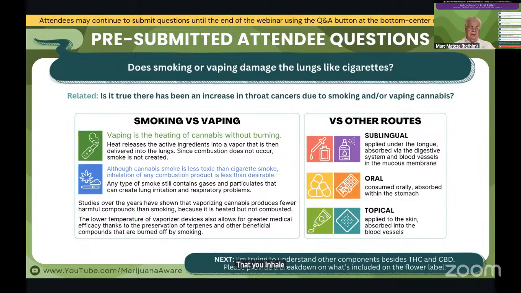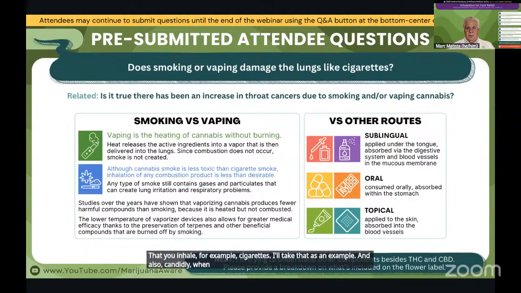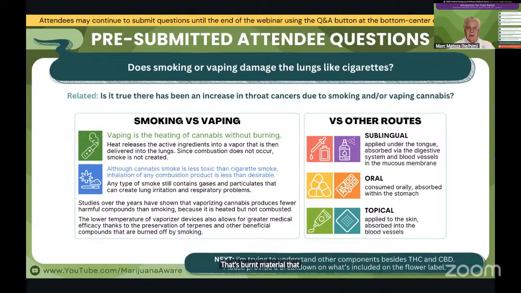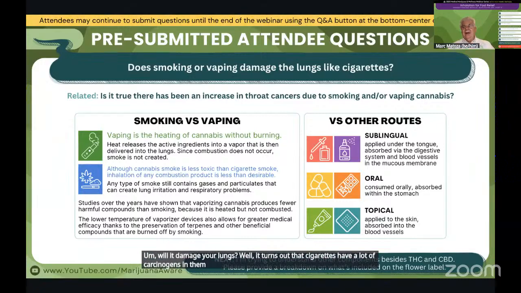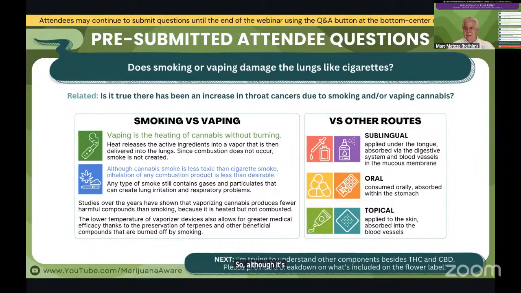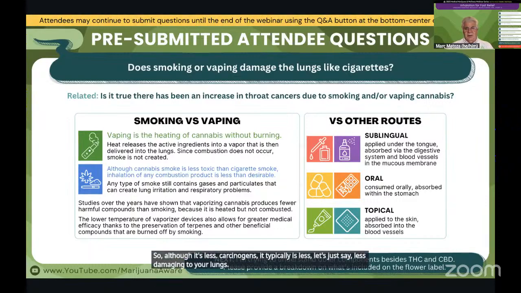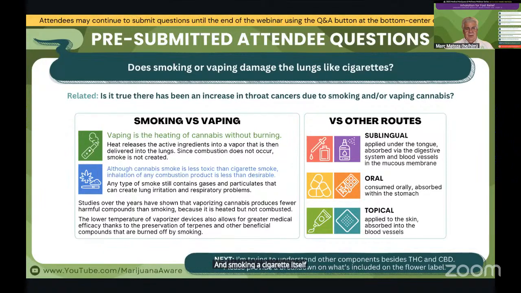For example, cigarettes. I'll take that as an example. And also, candidly, when you're smoking a blunt, that's burnt material, and you have to be very careful of that. Will they damage your lungs? Well, it turns out that cigarettes have a lot of carcinogens in them. It turns out that cannabis does not. So although it has fewer carcinogens, it typically is less damaging to your lungs than smoking a cigarette itself. Vaping, again, is where they actually heat the cannabis without burning it.